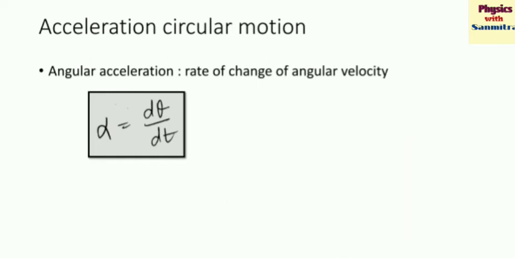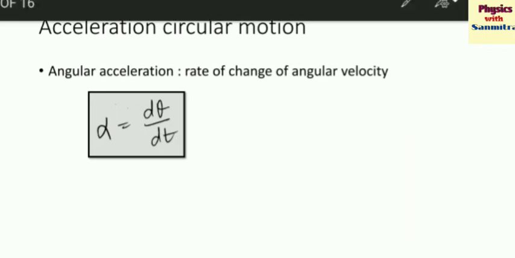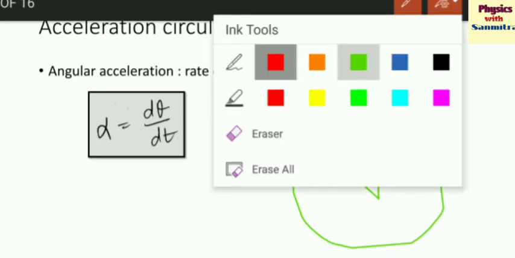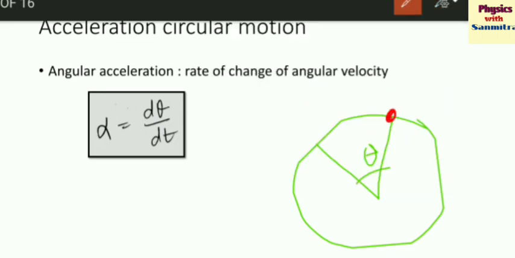Now, what is angular acceleration? Let's see. Suppose we have a circle like this, and a particle is moving like this from, say, point A to B.